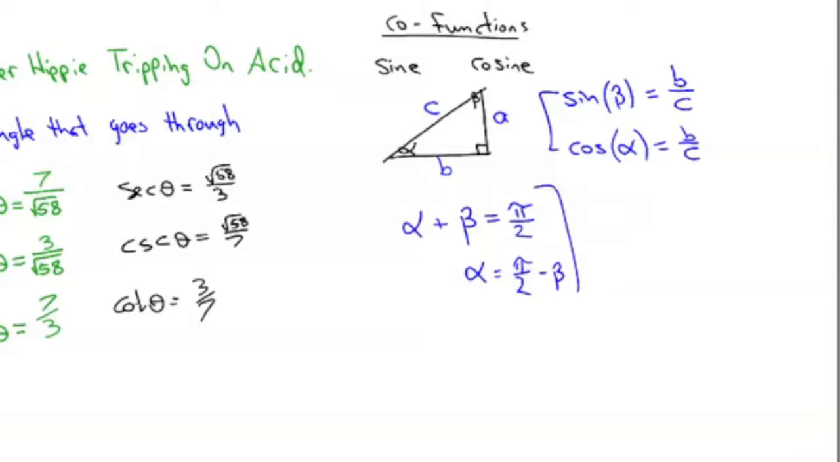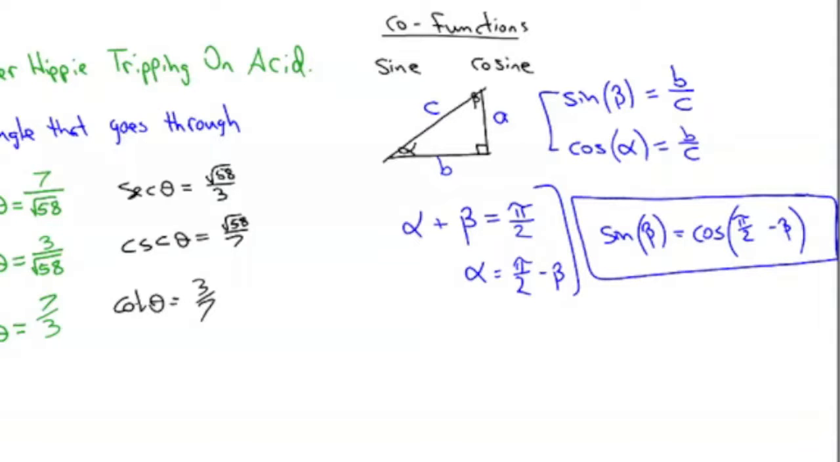So what this gives us is that if I have the sine of beta, this is the same thing as cosine of pi over 2 minus beta. Hold up. What? We already said that sine of beta is equal to B over C, and the cosine of alpha is B over C, so these two are equal to each other. But I just said alpha was equal to pi over 2 minus beta, so I just substituted it in.